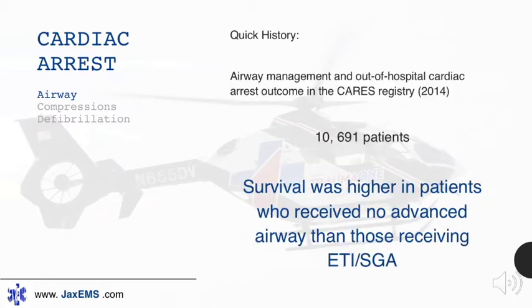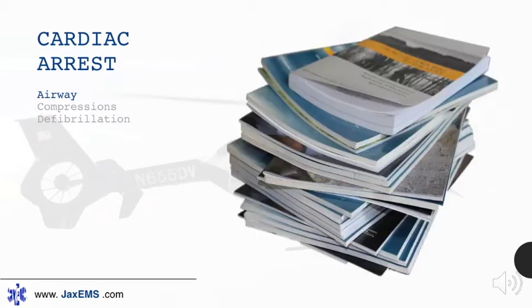The other big study, about 10,000 patients, found that survival was higher in patients who received no advanced airway than those who received either intubation or a supraglottic device, like the King Airway or a Combitube. So again, these are the two big studies in the last decade or so that set the way for really pushing more toward maybe supraglottic devices or bag valve mask in the field.